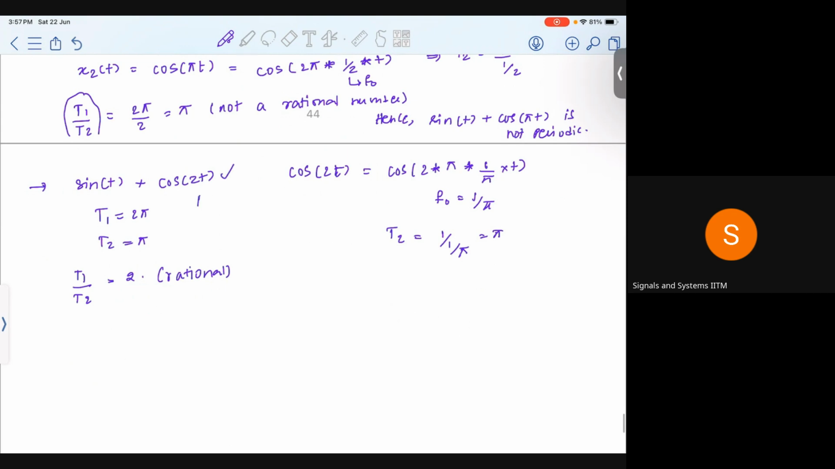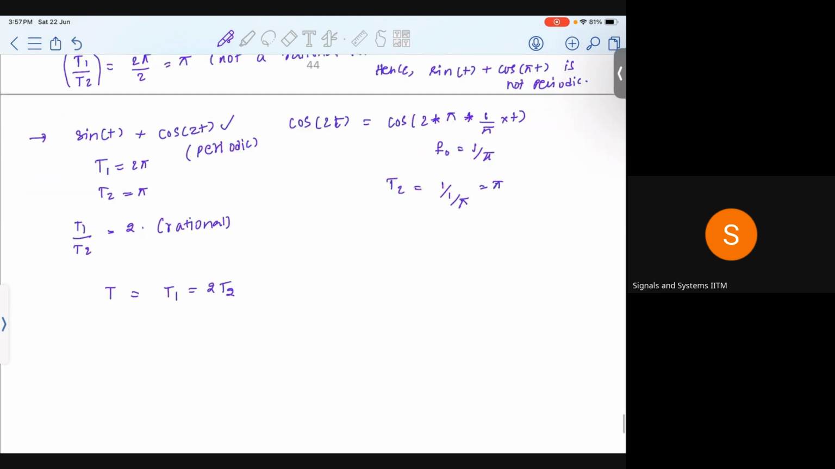Hence this is periodic. And what is the fundamental period? T is equal to either T1 or 2T2. What is T1? That is 2 pi, or 2T2 is also 2 pi. So the fundamental period of this sum is 2 pi. That is how you have to evaluate. I hope this is clear. Can I go to the next part quickly?